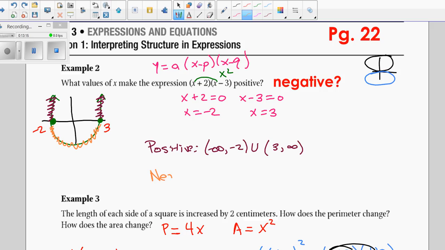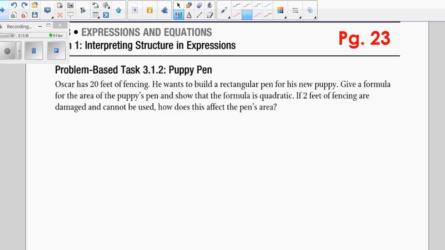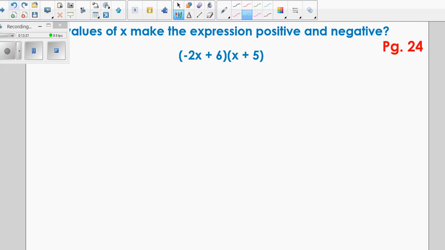So right here, negative. Again, this is always asking for what x values. So it's negative from the x value of -2 to the x value of 3. Notice that we cannot include those because right here is neither negative nor positive. Right? Alright, let's do about two more of these examples. If you go to page 24 and write this down, pause it, write it down. We're going to talk about where this function's positive and negative as well.